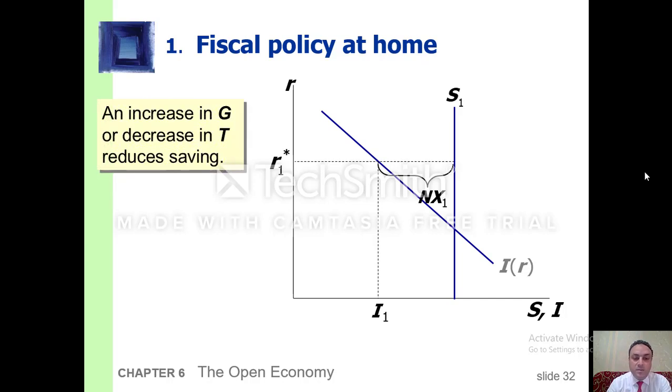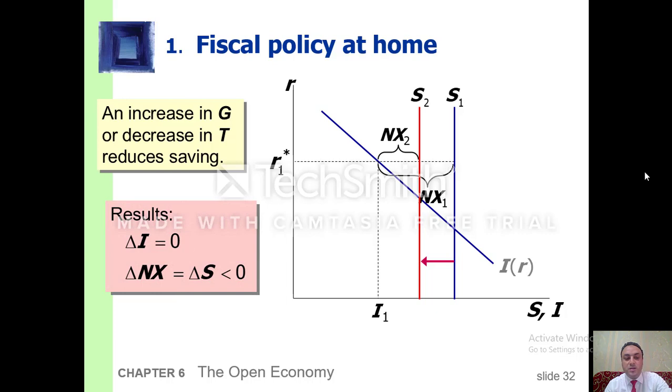So any increase in the government spending or decrease in the taxes, this is like when the government spends more or decreases the taxes, so the government will receive less than before, so the savings will reduce. So what happened in this case? The savings will move to the left because the savings reduced because of the increase of the government spending and the decrease in the taxes.